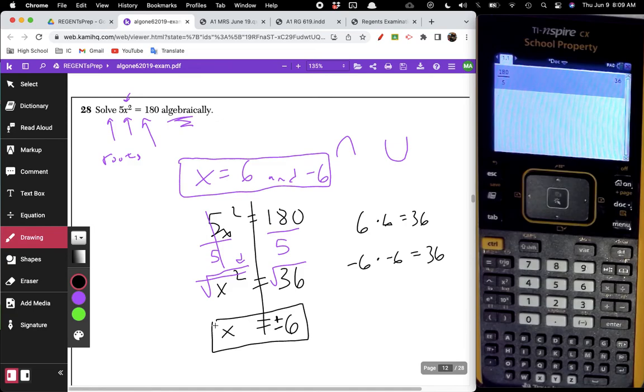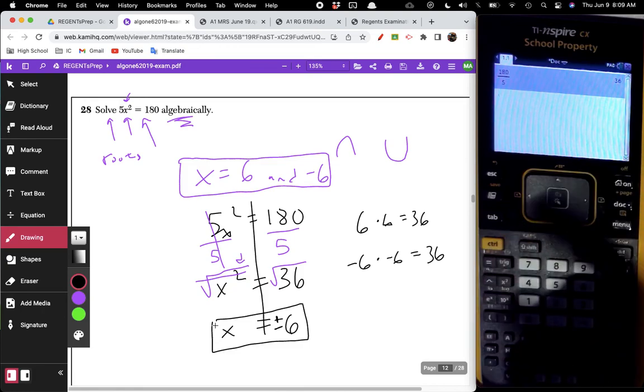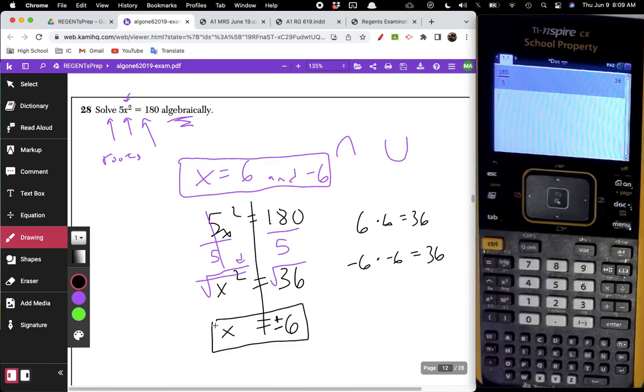Alrighty, so that was question number 28 in three different ways, right? We did it on the calculator, we did it on the calculator again, but had it as a function instead of a relation, and then we did it by hand as our last one. So hopefully you were able to get some help out of this question.